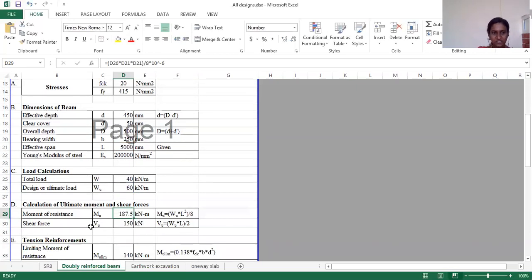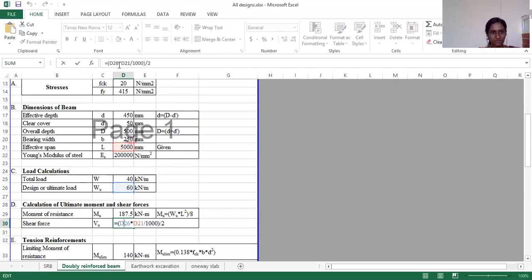Okay. Next, shear force. Shear force in the case of a simply supported beam will be maximum near the support. So what is the formula? The formula is Wu into L by 2. So what I have to do is, see here, I have taken Wu, this is Wu, D26, and then into L, and then I have converted this 5000 into meter.